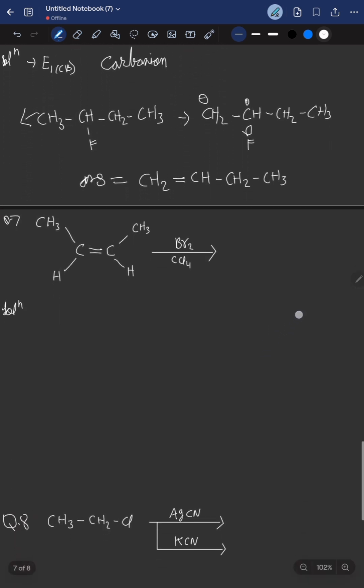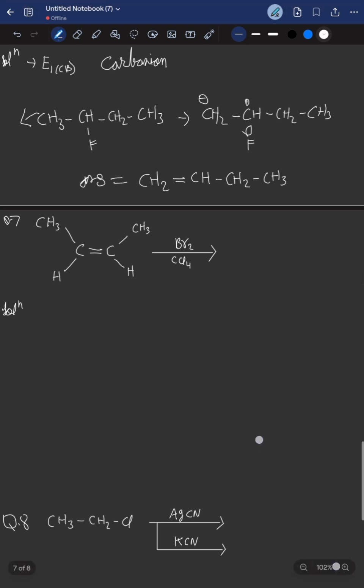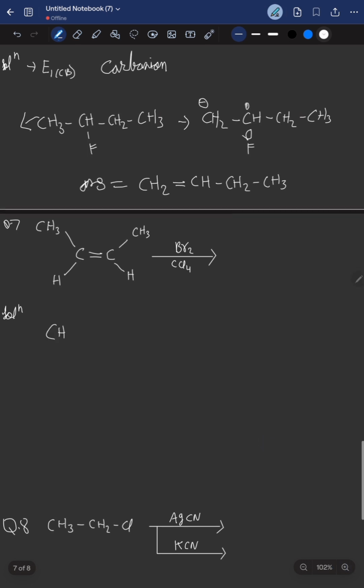Next question. Butene in presence of Br2 in CCl4. This is an anti-addition reaction. In the double bond, the Br2 would get partially polarized, leading to the attack. So the bromine plus would attack on one side and bromine minus from the other side, leading to the dihalogenation of the compound, forming 2,3-dibromobutane.